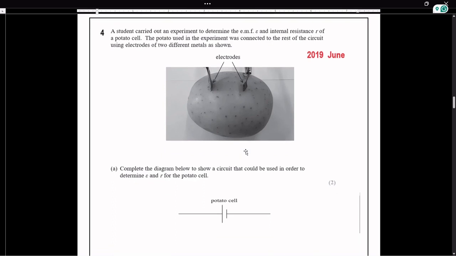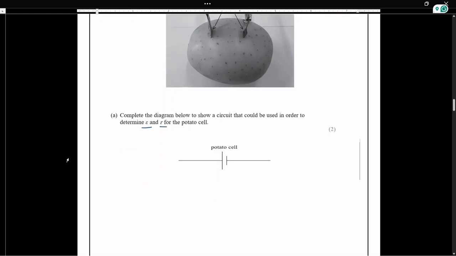Now the next question is about a potato cell. The student is doing an experiment using a potato as the source, a potato cell. Complete the diagram below to show the circuit that could be used in order to determine the EMF and the resistance R. This is just a circuit diagram they are asking.